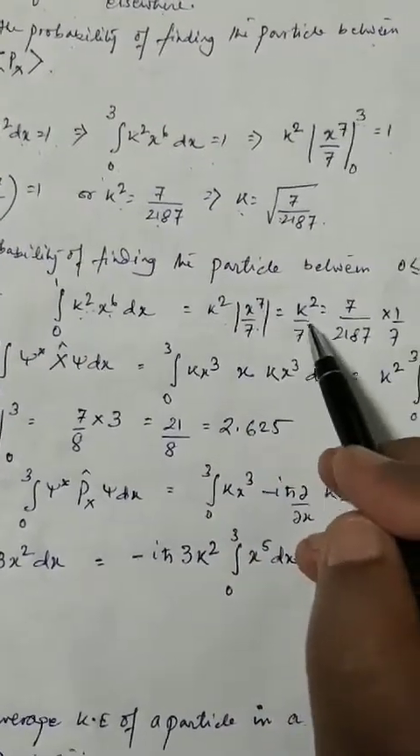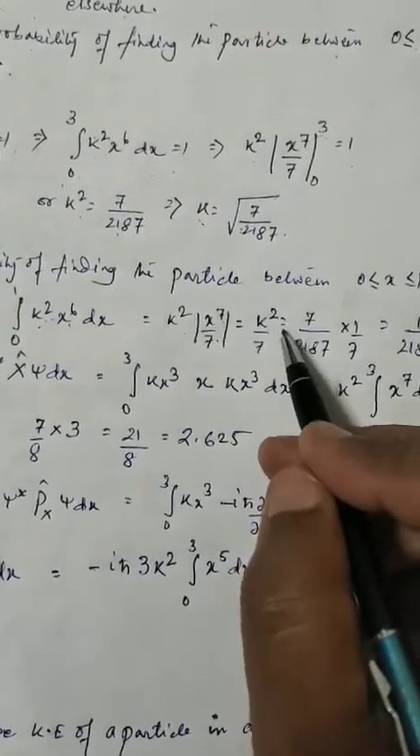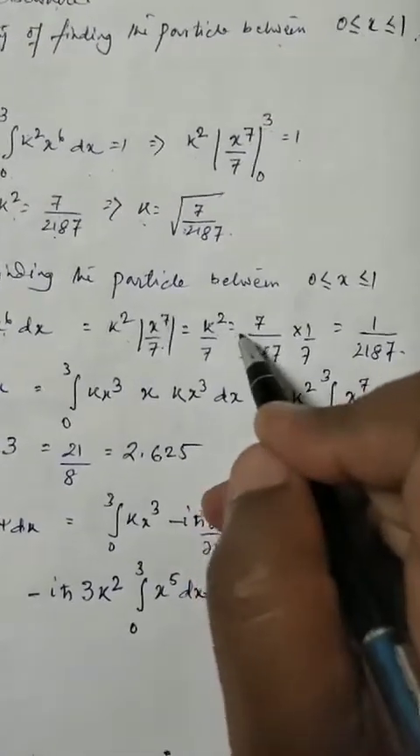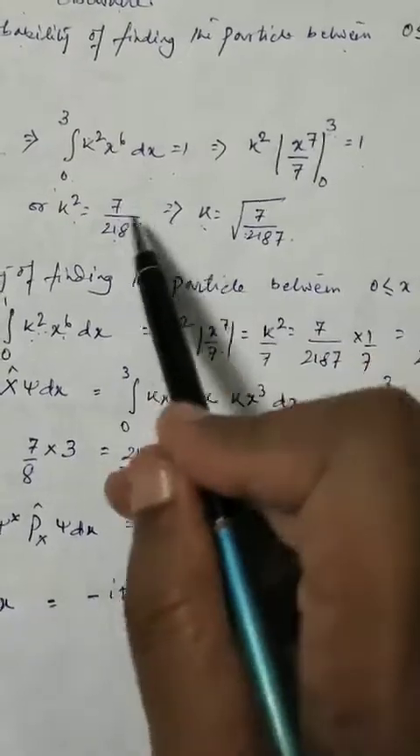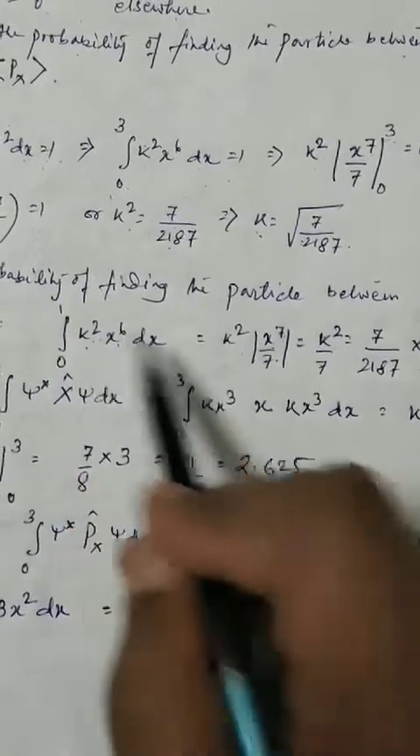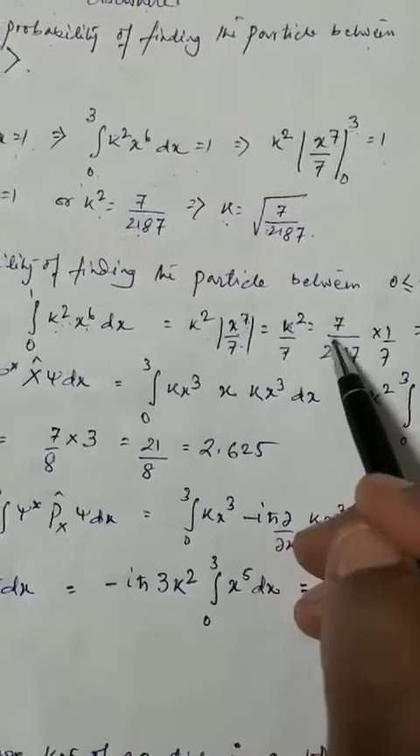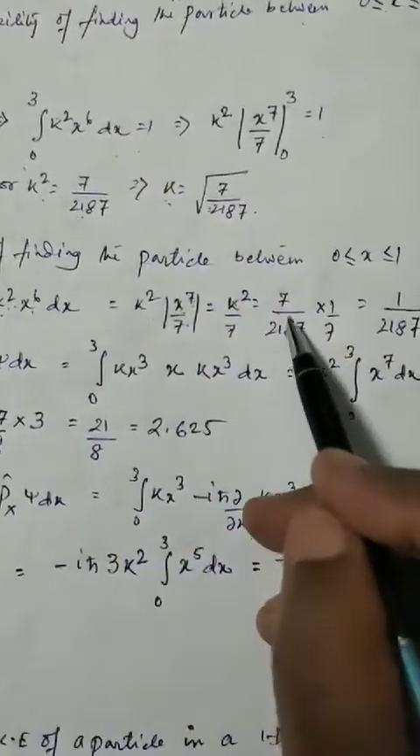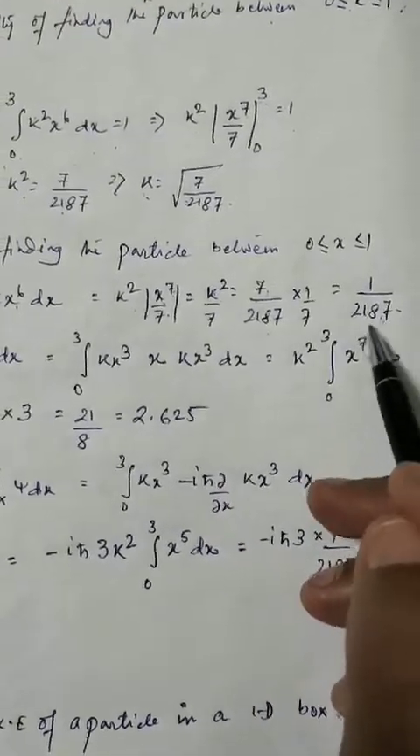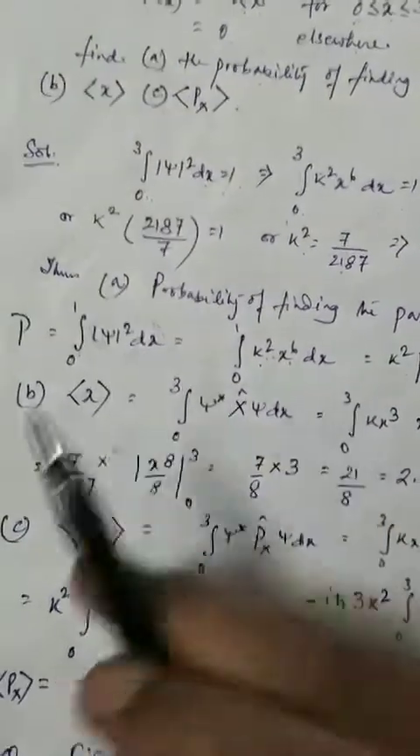And we know, so this is k square by 7, and x to the power of 7 by 7. So I can just put the values: if I put 0, it is 0, and 1 is 1, so x to the power of 7 becomes 1, 1 by 7, so you have k square by 7. And we know the value of k square is 7 by 2187, so the 7 gets cancelled out. So the probability of finding the particle is 1 by 2187. This is the probability of finding the particle between 0 and 1.